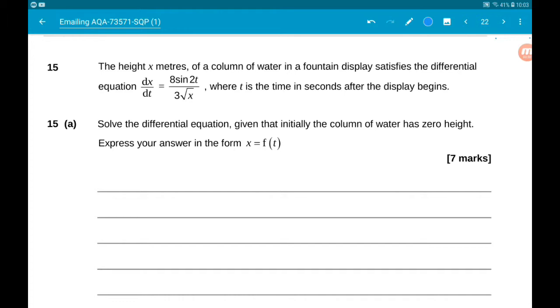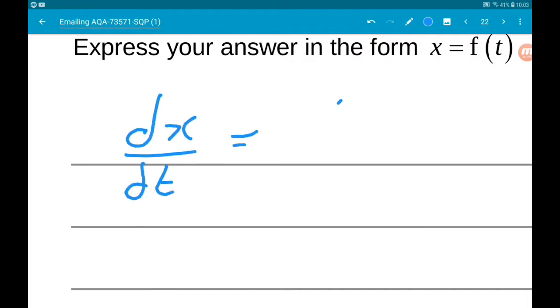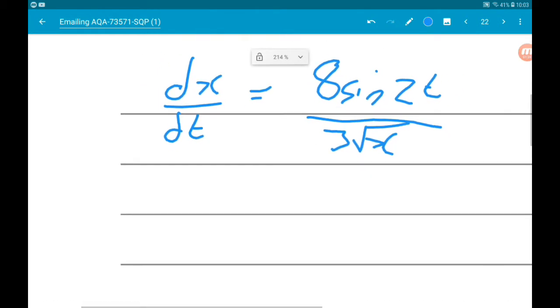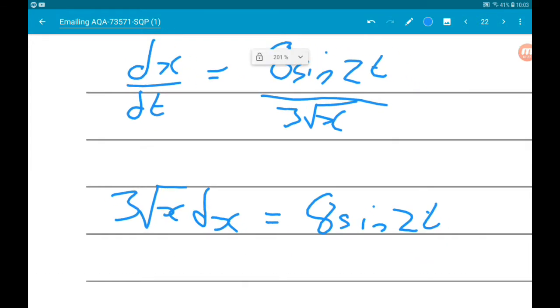Okay, pretty tricky. So first off then, we got dx/dt = 8 sin 2t over 3 root x. On the right, this thing contains t's and x's. So what we need to do first of all is get everything with an x on the left, everything with a t on the right. So if we multiply by 3 root x, we get 3 root x dx is equal to 8 sin 2t dt.